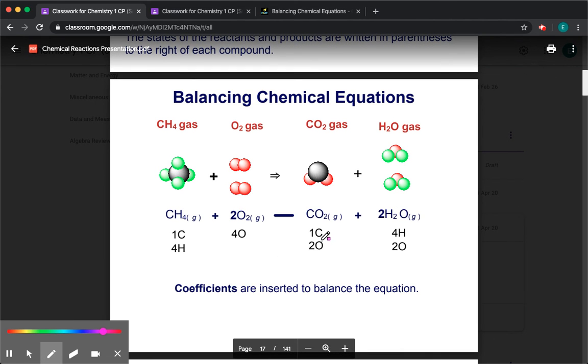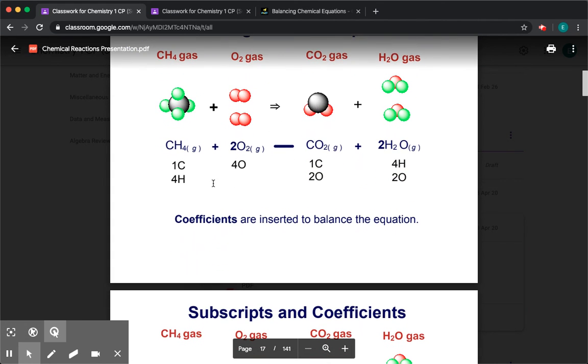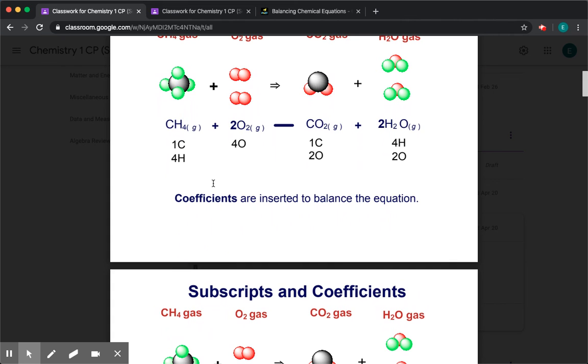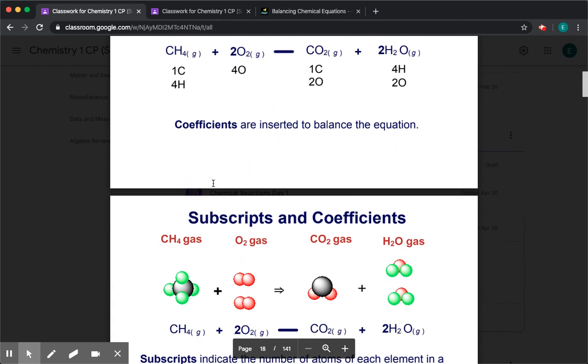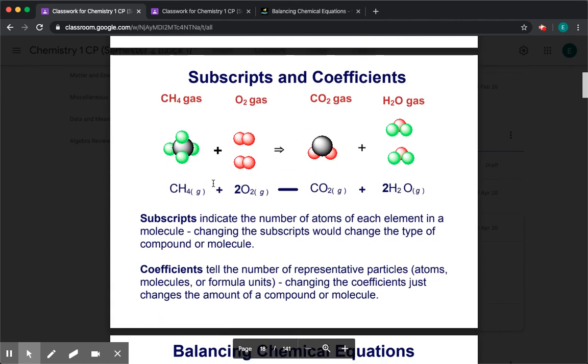Okay, so now everything is balanced. You have 1 carbon on each side, 4 hydrogens on each side, and 4 oxygens on each side. Now everything is balanced. This is a balanced chemical equation. So balancing is just about accounting, just checking, okay, how many of these do I have on the left, and adding more until they're equal, okay?